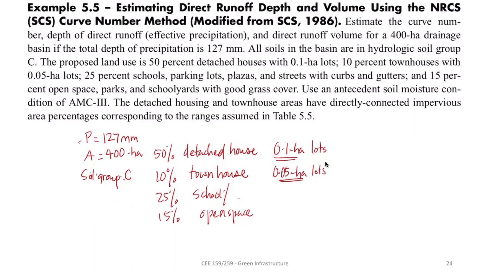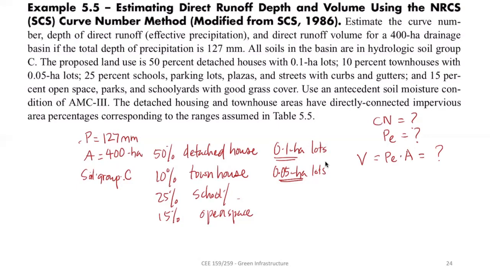So let me solve these questions. It says to estimate the direct runoff depth and volume using the NRCS curve number method. So it asks you to estimate the curve number, CN. It says calculate the CN, and also calculate the depth of direct runoff. That means the effective precipitation and direct runoff volume. If you know the precipitation and multiply it by the area, that will be the volume of runoff. Okay, so that's it. It asks for all those values.